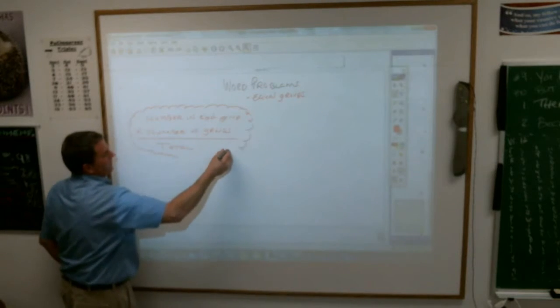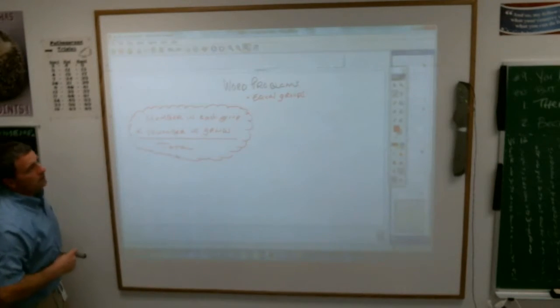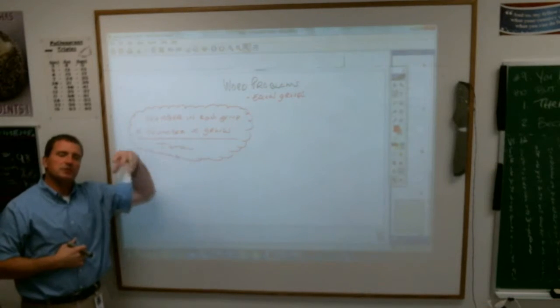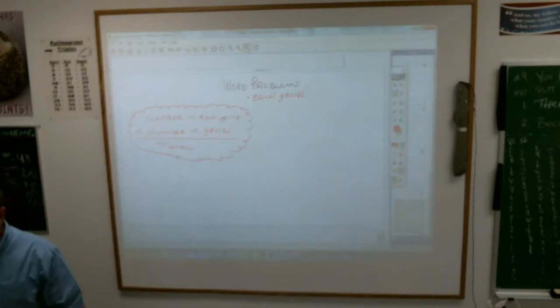Now, I will warn you, as I probably have before, just because it's a multiplication pattern problem doesn't mean you'll always use multiplication to solve it. Keep that in the back of your mind. Sometimes yes, sometimes no. Here is an example.